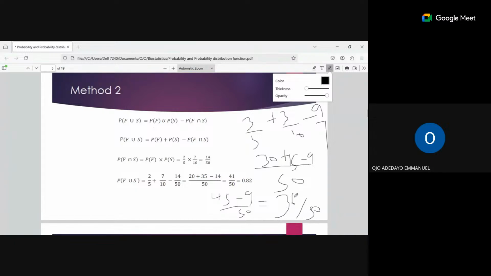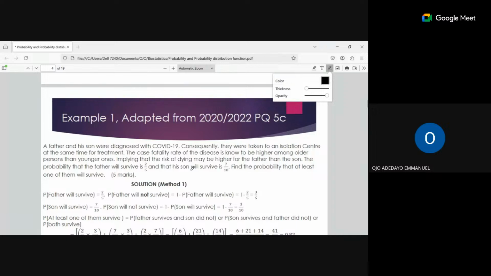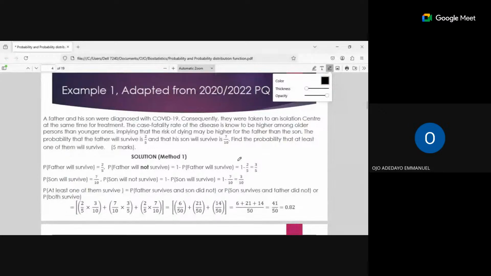Now let me go over it again. Please, I will go over it again for the last time so that we can move on. Look at this question. We are given that the probability that the father will survive is 2 over 5, and the probability that the son will survive is 7 over 10. They are asking us to find the probability that at least one of the two events, the event of the father and the event of the son, will survive.